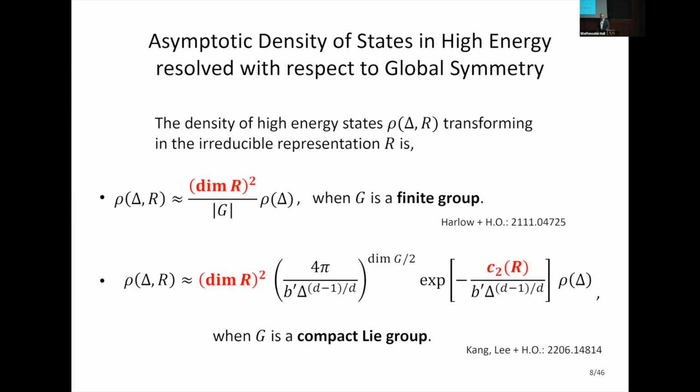So the statement, therefore, is that if you pick some random state at very high energy and ask what the probability is of finding the state in a particular representation, and then take the energy to be very large, both probabilities are proportional to the square of the dimensions. So this seems to be a rather general statement.